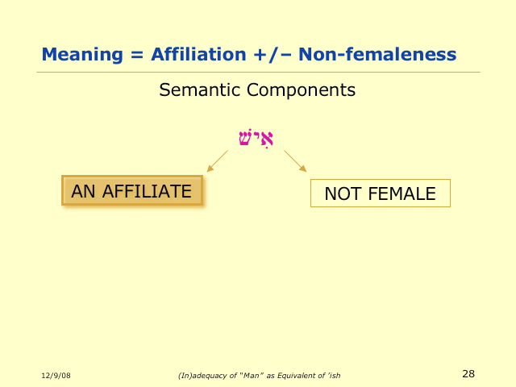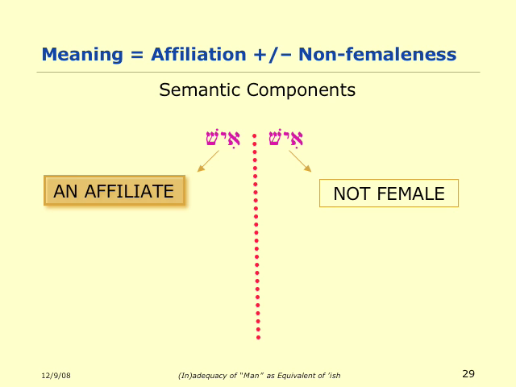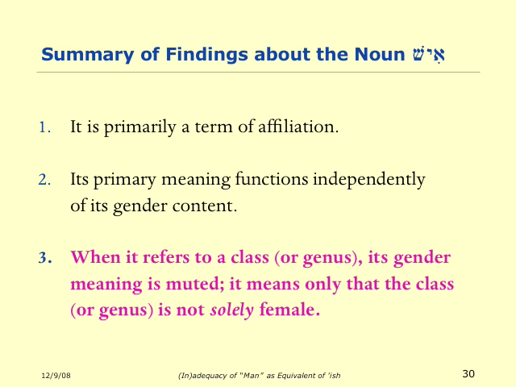Recognition of distinct meaning components for ish means that in practice, the presence of each component must be analyzed separately. My third main finding was that when it refers to a class, its gender meaning is muted. It means only that the class is not solely female. This, too, was a general finding for all Hebrew nouns that have a female counterpart. It is not a property exclusive to the noun ish.